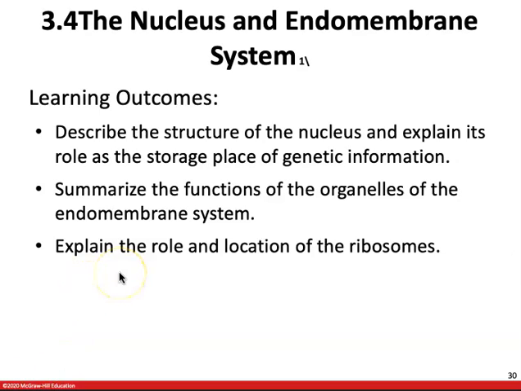All right, now we're going to move on to the different organelles of the eukaryotic cells. So after this section, you should be able to describe the structures of the nucleus and explain its role in the storage of genetic information. You should be able to summarize the functions of the organelles of the endomembrane system and explain the role and location of the ribosomes.